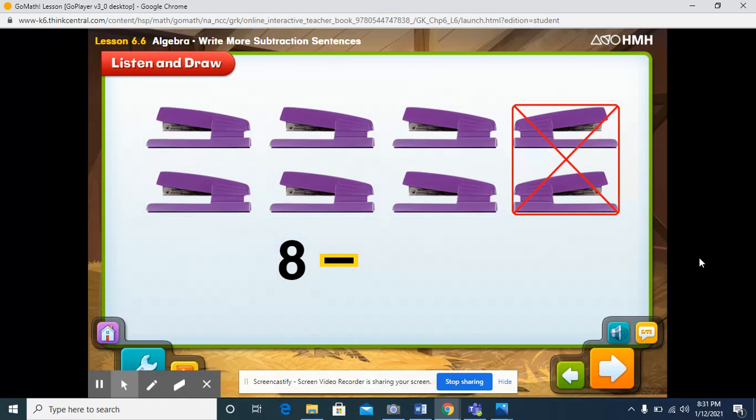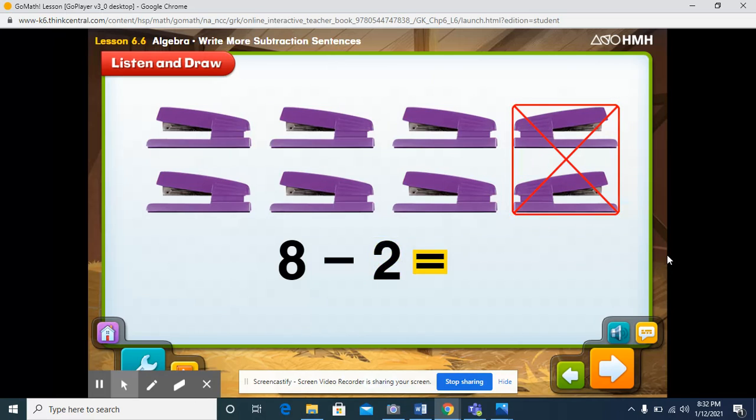This is the minus symbol. Remember, the minus symbol means to subtract. The next number in the subtraction sentence shows how many staplers are taken from the set. Click the staplers that are taken from the set to show the next number in the subtraction sentence. 2. There are 2 staplers taken from the set.